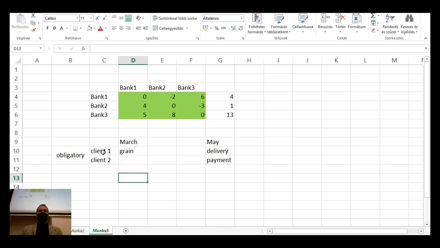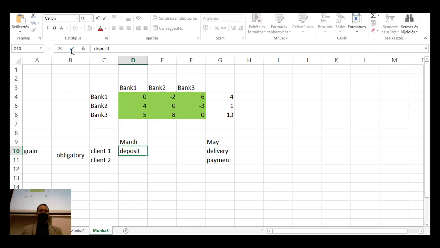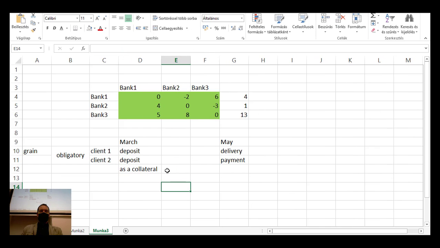To avoid the problem that we sign the contract now in March, but afterwards I have to deliver and the other client should pay, we were asked to put up some collateral. Both clients will put up a collateral deposit.